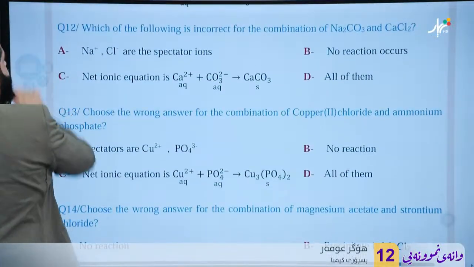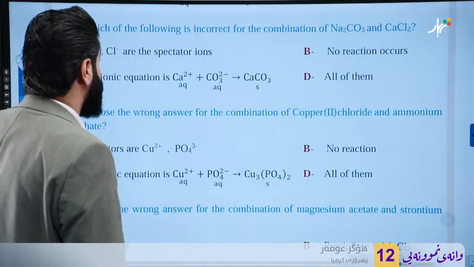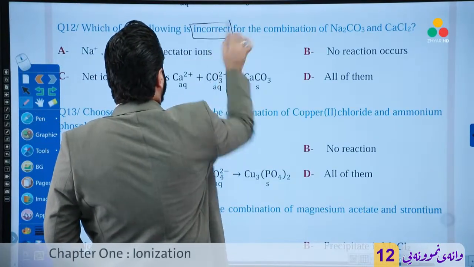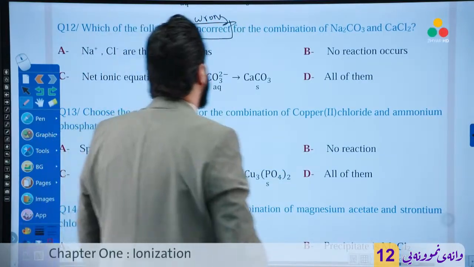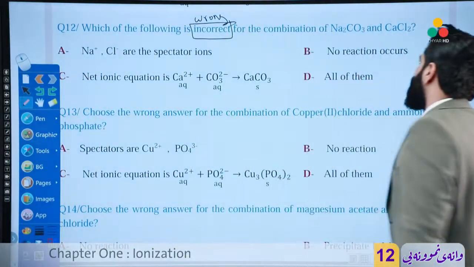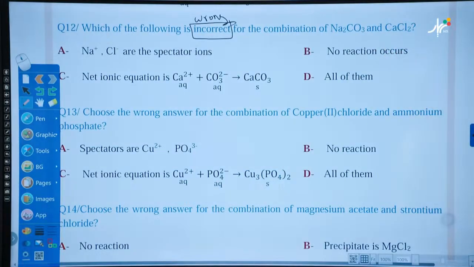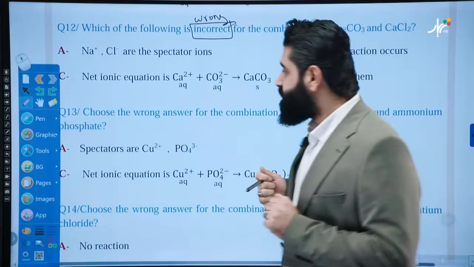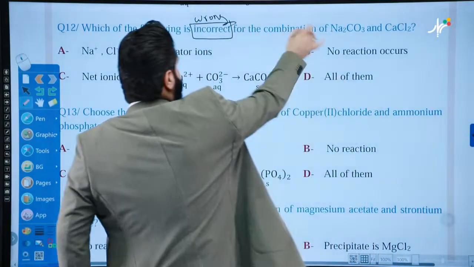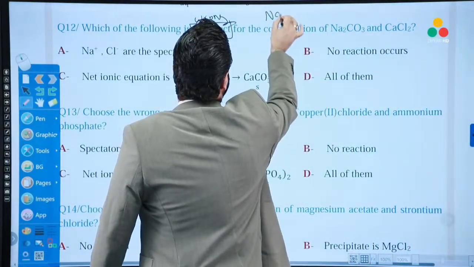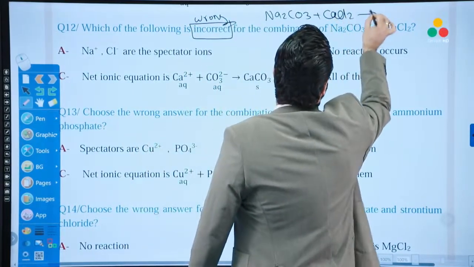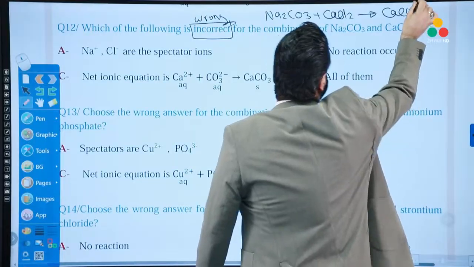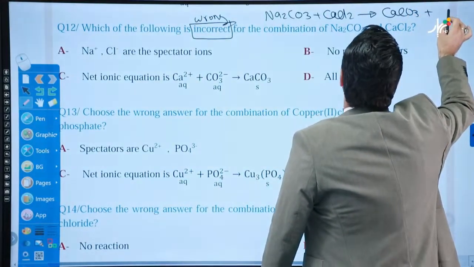Another question. Look, which of the following is incorrect? This time incorrect. Be careful. Which of the following is wrong? Incorrect. Okay? For the combination of sodium carbonate and calcium chloride, again, the lovely double displacement reaction. I write the reaction here. We have enough space. Na2CO3 plus CaCl2 to form CaCO3 plus NaCl.